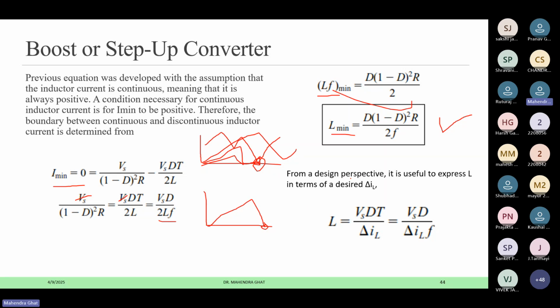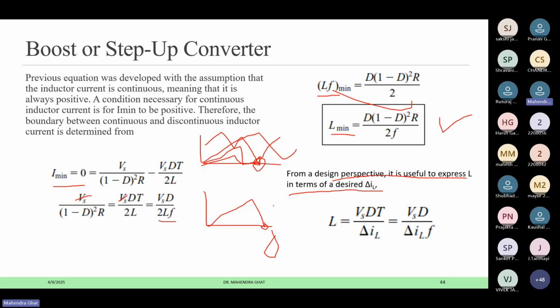Again, from a design perspective, it is useful to express the inductance value in terms of delta IL. Sometimes people specify the inductors in terms of delta IL. They give the requirement of delta IL, say 1% of the output current, or in that way. So in that case, we can say L is equal to Vs DT divided by delta IL, which is nothing but Vs D divided by delta IL into F. So this is derived from the delta IL equation.